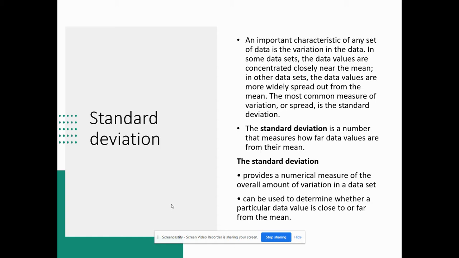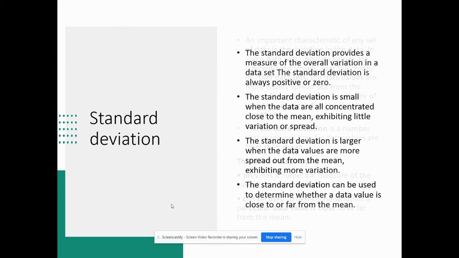So one way that we can look at how spread out the data is is something called the standard deviation. The standard deviation is a number that measures how far data values are from their mean. So what it tells me when I look at the standard deviation is, okay, from my mean, this is a standardized way that I can see how the data is spread out. That sounds kind of weird, but it's an easy way once you understand it.